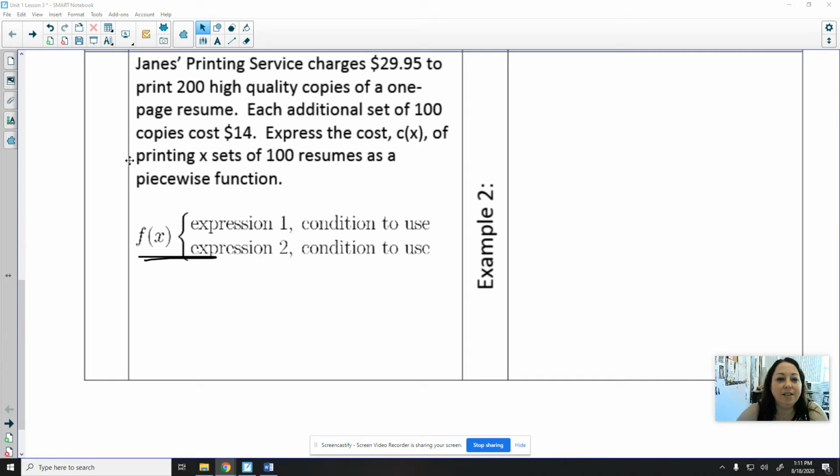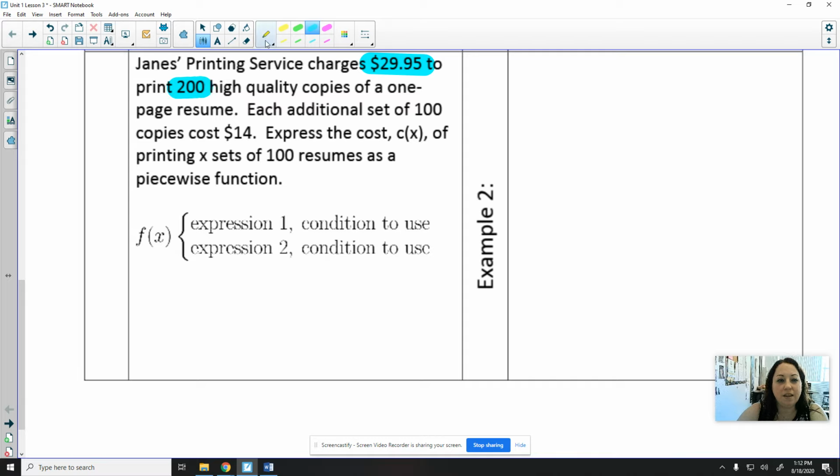So this reads, Jane's printing service charges $29.95 to print 200 high quality copies of a one-page resume. Here's why I feel like this is not reality. You guys, if you're using a resume to apply for a job and you need to apply to 200 jobs, we've got problems. Okay, but that's all right. I'm going to go ahead and highlight the important stuff there. The important stuff is that it's $29.95 flat fee to print 200 high quality resumes.